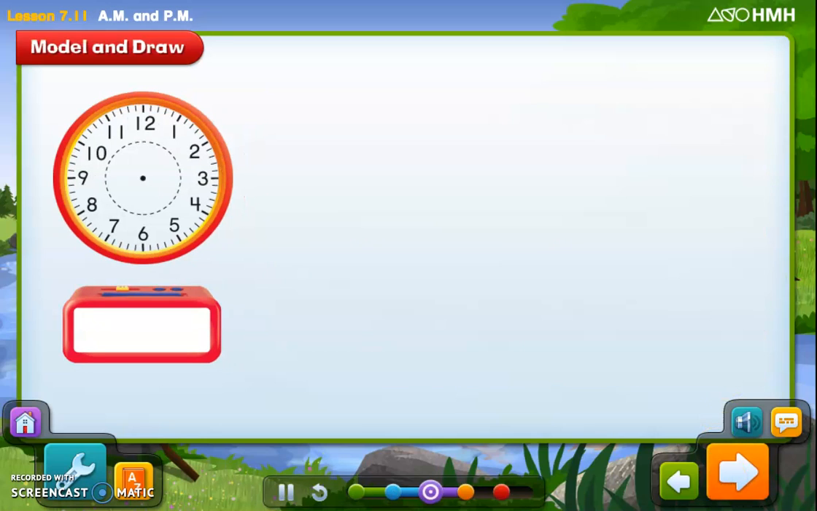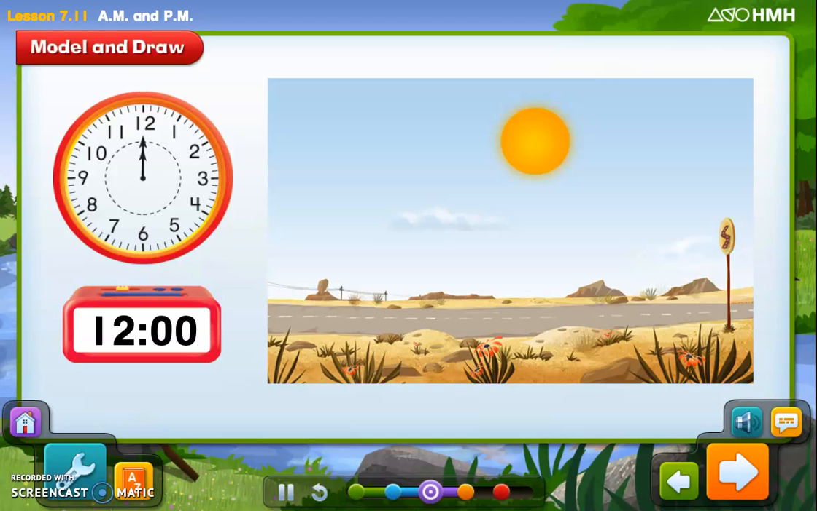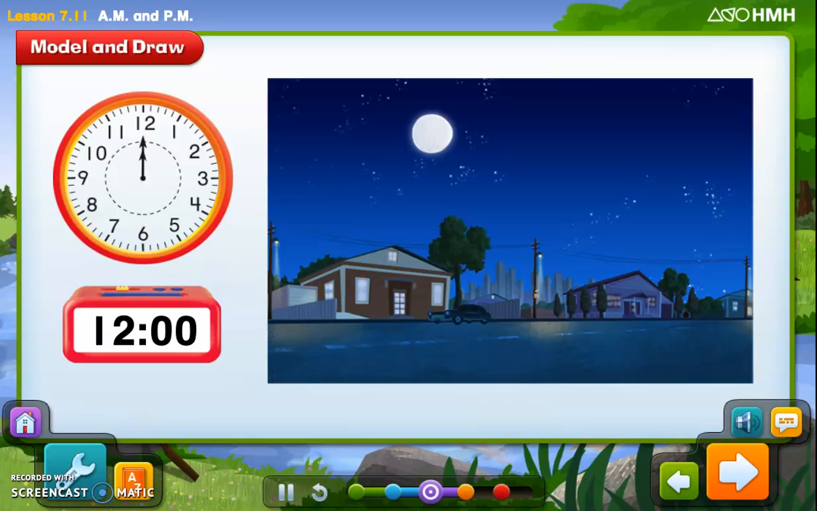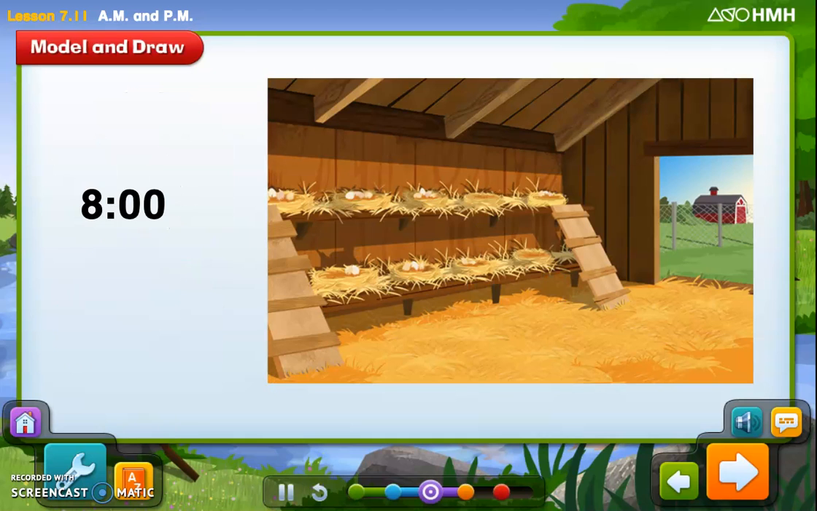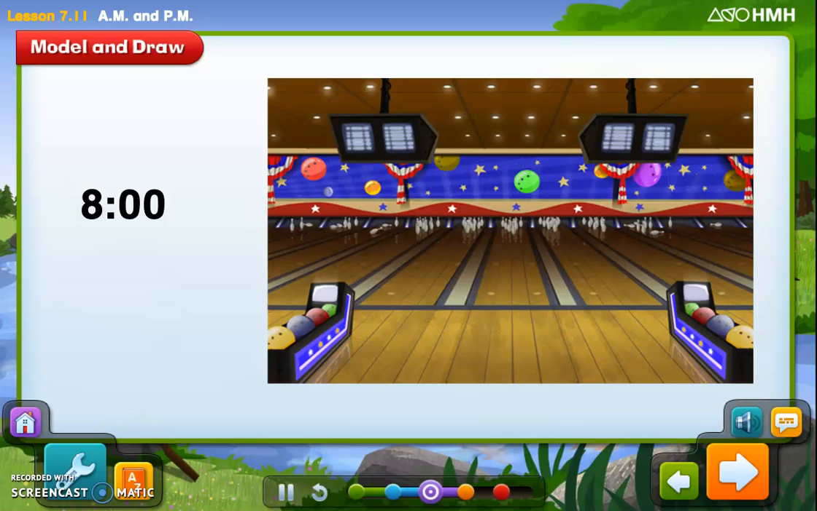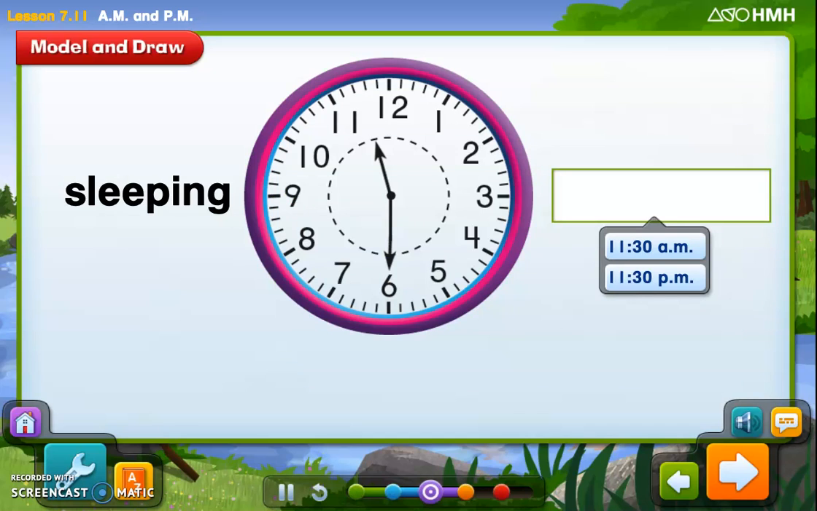Let's talk about times in AM and PM. Noon is 12 o'clock in the daytime. Midnight is 12 o'clock at night. Lindsay collects eggs at 8 o'clock in the morning. Times after midnight and before noon are written as AM. Sahil's family goes bowling at 8 o'clock in the evening. Times after noon and before midnight are written as PM. Which of these is a time when you're usually sleeping?